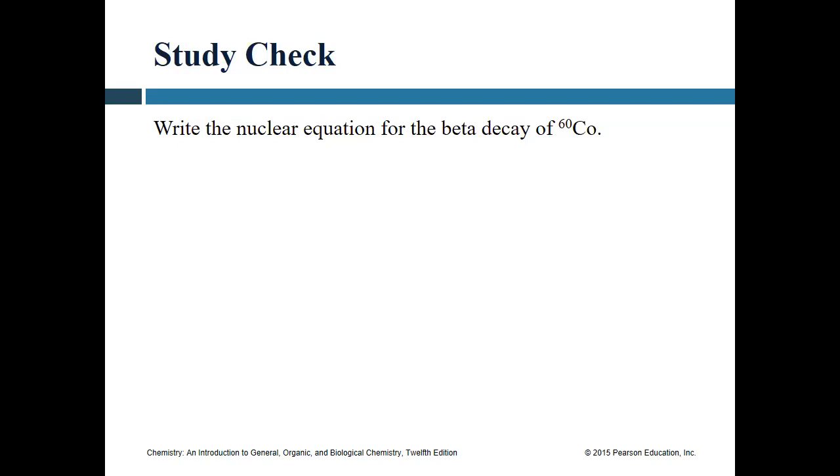All right, let's see how we're doing. Write the nuclear equation for the beta decay of cobalt-60. So go ahead and work on this yourselves here. Take a couple of minutes and see if you can come up with what that nuclear equation looks like. After about 3 minutes, we'll talk about the correct answer.